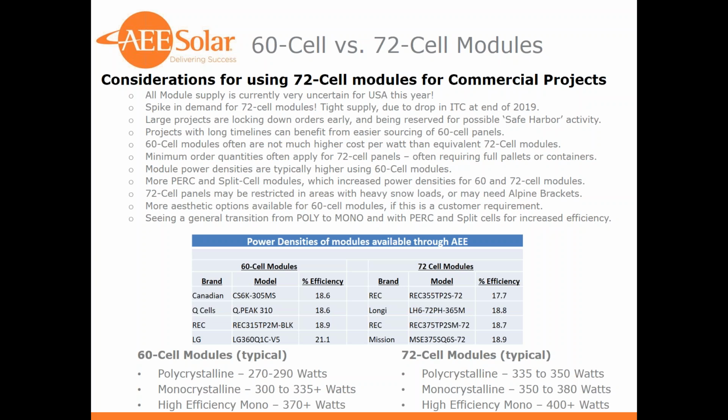For 72 cells, our offerings right now, currently we have in stock the Longi 72 cell 360 and 365 watt panels. And in the fall, we are going to potentially bring back and have a resupply of REC, the 370 to 375 watt monocrystalline split cell modules. Available for drop ship potentially, Mission Solar, possibly some of the very high efficiency LG 400s as well.